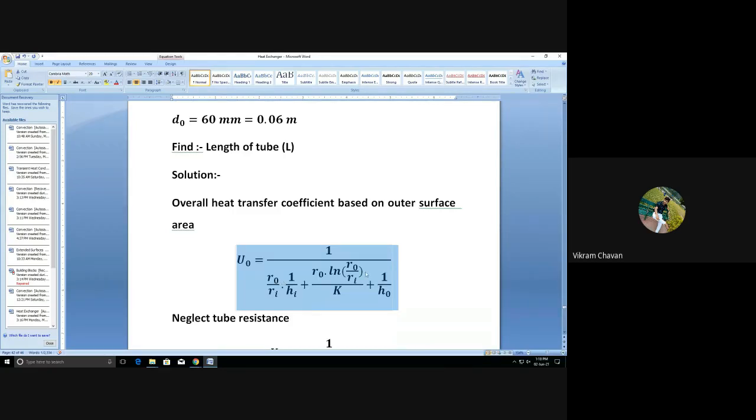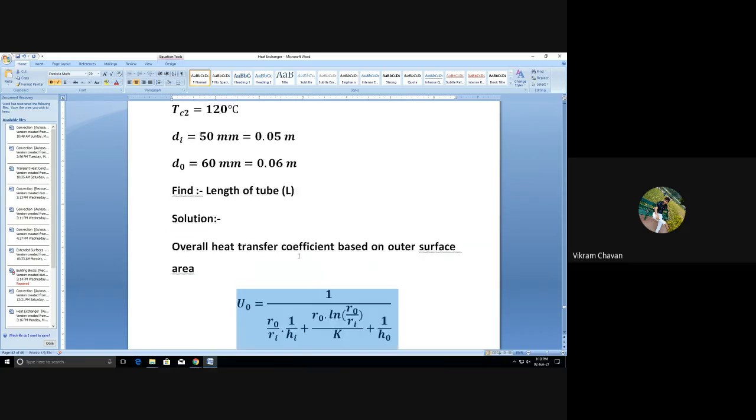Now please check once again whether all the quantities in the formula are available. R naught and Ri, that is the diameters, are provided, so you can calculate the outer radius and the inner radius. H suffix I is the inside heat transfer coefficient, and H naught is the outside heat transfer coefficient. They have provided these directly.